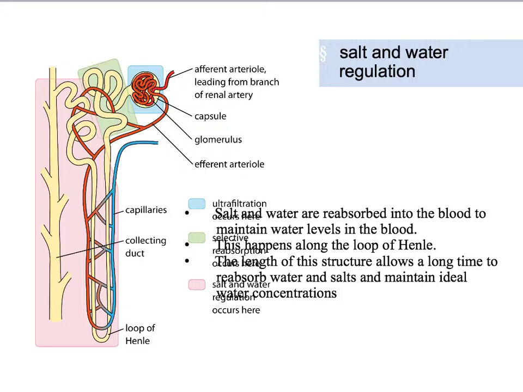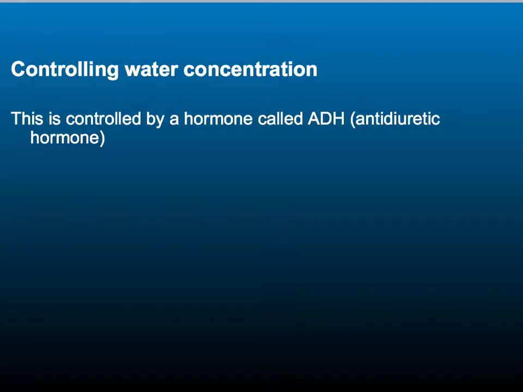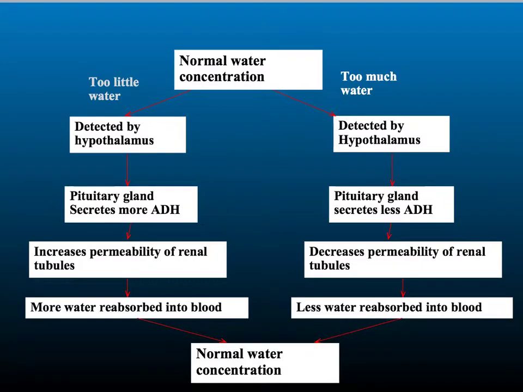A lot of dilute urine will be produced. So if you've got watery blood, you'll produce a lot of urine. If your blood is not very watery, then more water is going to be reabsorbed from the kidney tubules. You're not going to want to lose that water, so you'll get a smaller volume of urine which will be quite concentrated. This process of maintaining water concentration is controlled by a hormone called antidiuretic hormone, shortened to the name ADH. So antidiuretic means against making urine.